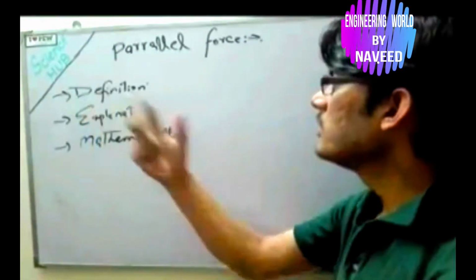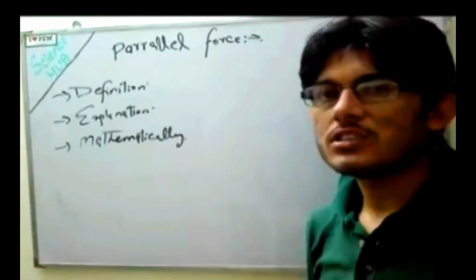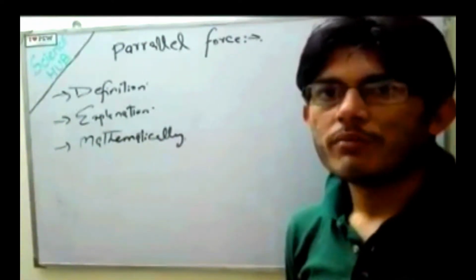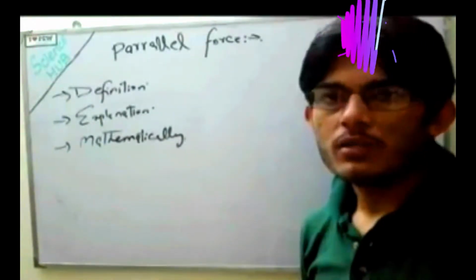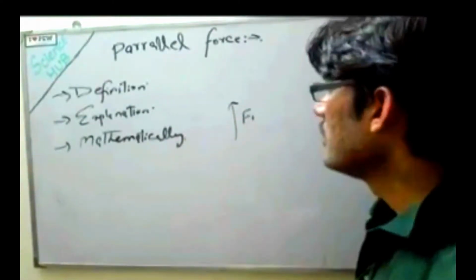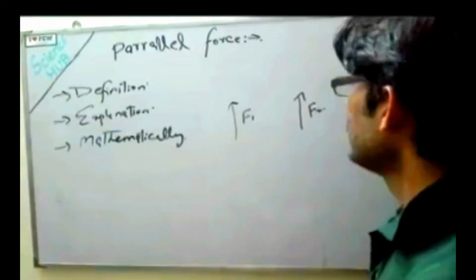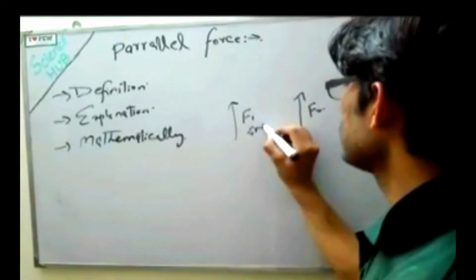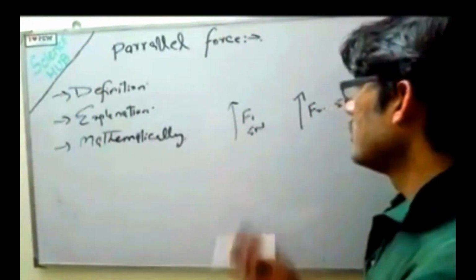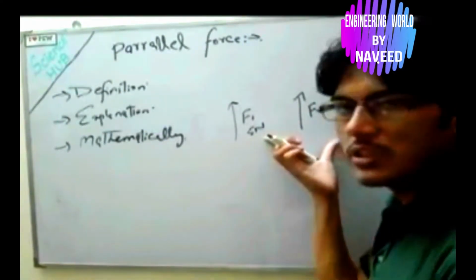First of all, the definition. How do we define parallel forces? Parallel forces are such type of forces having the same direction, but their magnitude may or may not be equal. Let's say we have a force F1. Now the other force, if we take F2, and this is 5 Newton, and this is also equal to 5 Newton. So these two forces have the same direction and their magnitude is also the same.